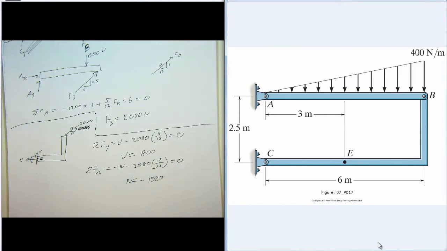Now we have a convention that we adhere to where a positive normal force means tension. So we have a negative normal force, that means that this is in compression.